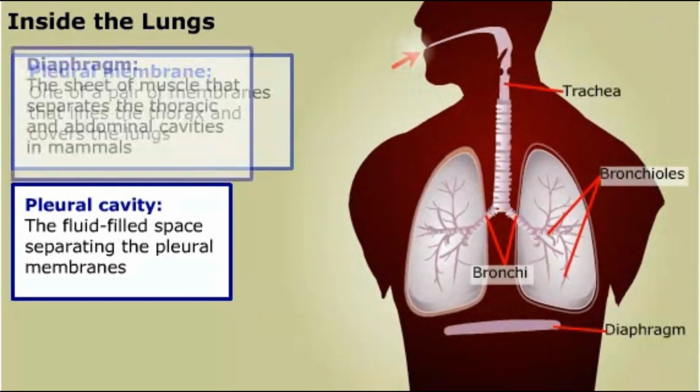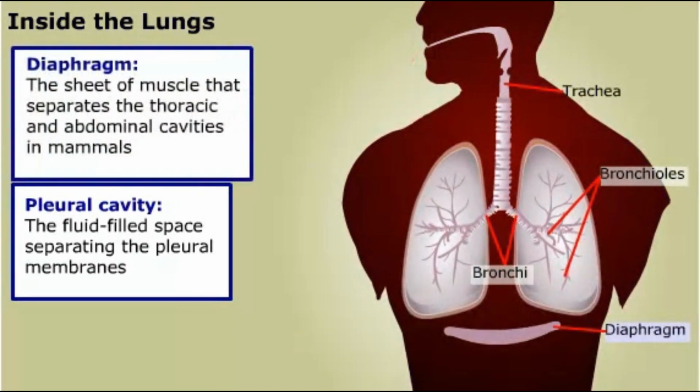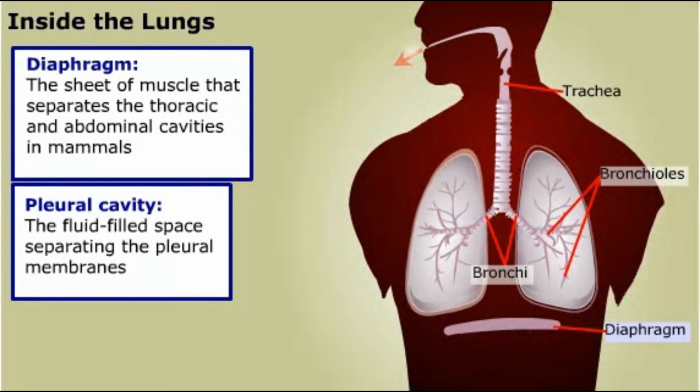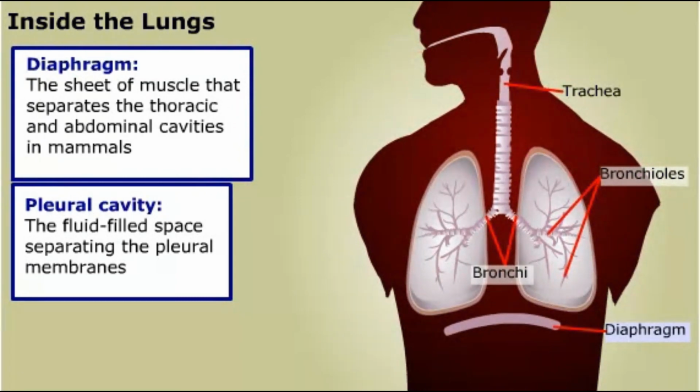Below the lungs, the diaphragm separates the thoracic and abdominal cavities. The expansion and contraction of this muscular sheet affect the volume of the chest cavity and play an important role in breathing, as we'll see next.